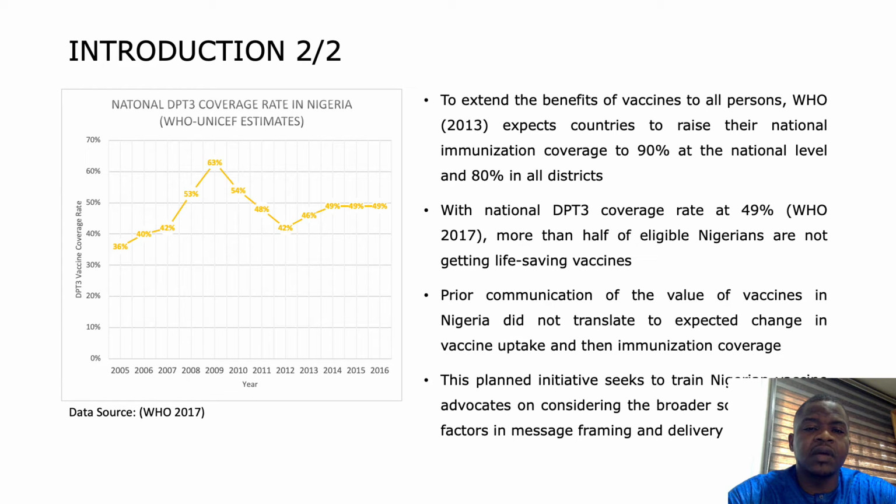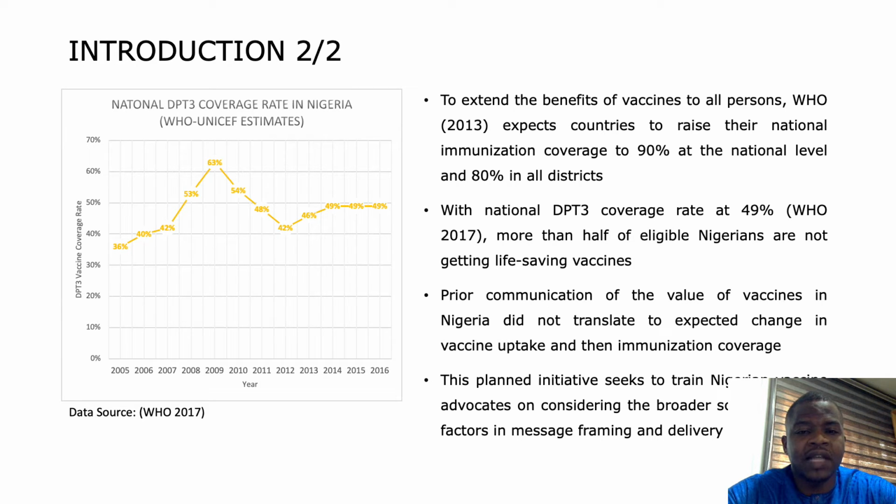Beyond communicating the importance of vaccine, some other ways that the WHO has recommended that one can extend the benefit of vaccines to all people is that countries should raise their immunization coverage to 90% at the national level and 80% at the subnational or district level. But in Nigeria, as at 2017, when this study was developed, it was below 50%, but now a little above 50%. About half of eligible Nigerian children are not getting the vaccines they need.